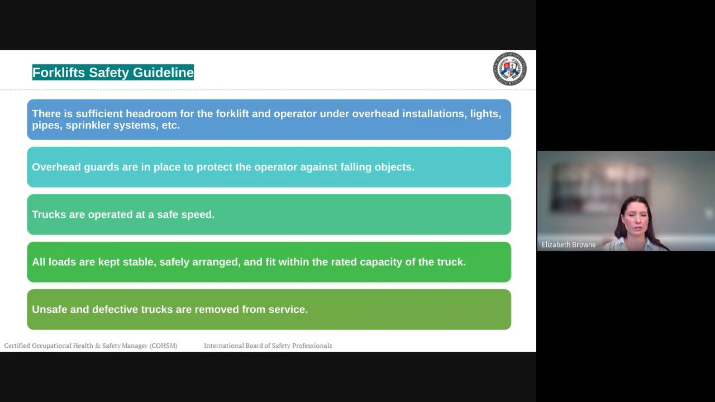Additionally, we should make sure there's sufficient headroom for the forklift operator under overhead installations like lights, pipes, and sprinkler systems. Overhead guards should be in place to protect the operator against falling objects. Trucks should always be operated at safe speeds. The operators should make sure they're keeping the load stable, safely arranged, and within the rated capacity of the truck. And any unsafe or defective trucks should be removed from service.